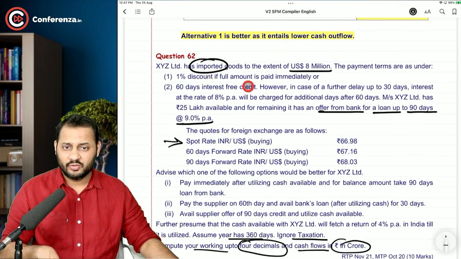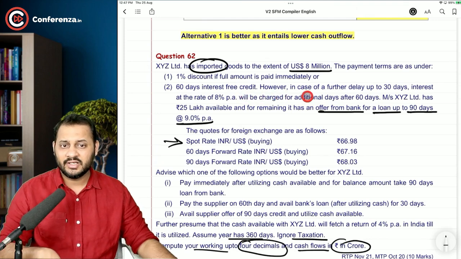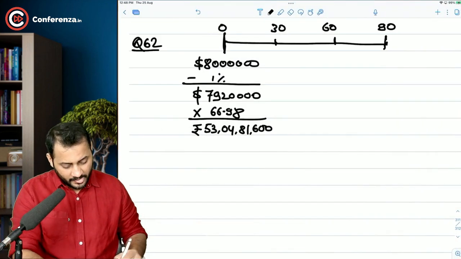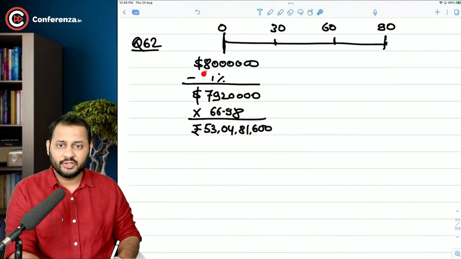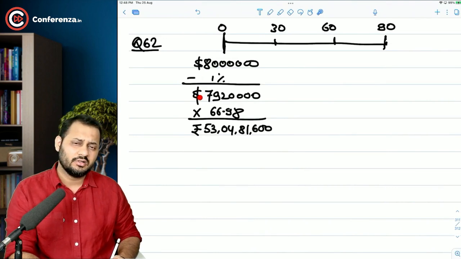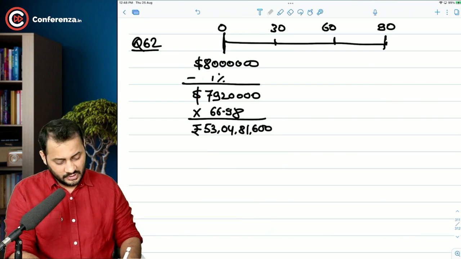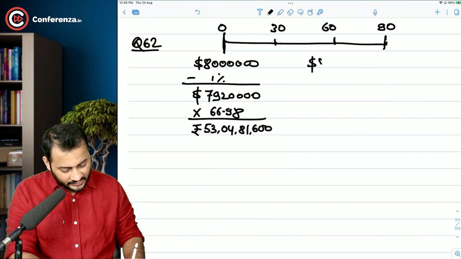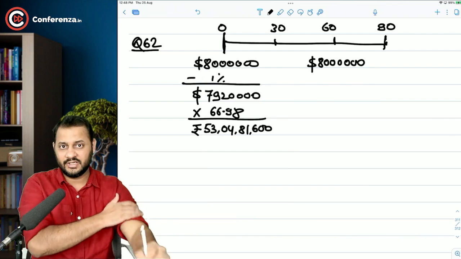So 1% discount if full amount is paid immediately. 60 days interest free credit. However, in case of a further delay up to 30 days, interest at the rate of 8% per annum will be charged for the additional days after 60. So what he is offering to make the payment immediately, and that will be 79,20,000. But if we choose to make the payment at the end of 60 days, then 100% has to be made. That is $8 million, $80 lakh.